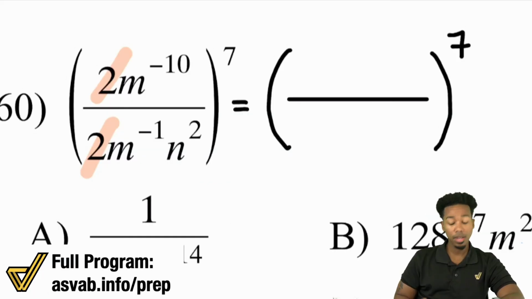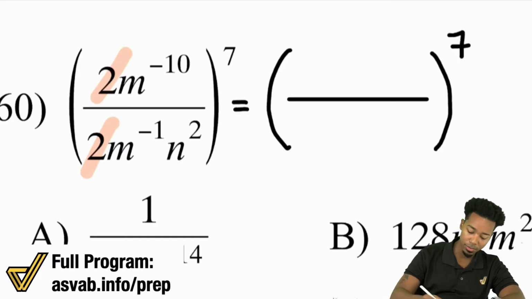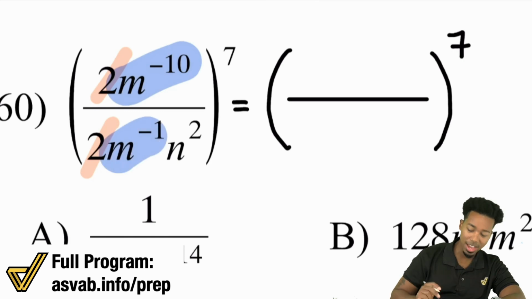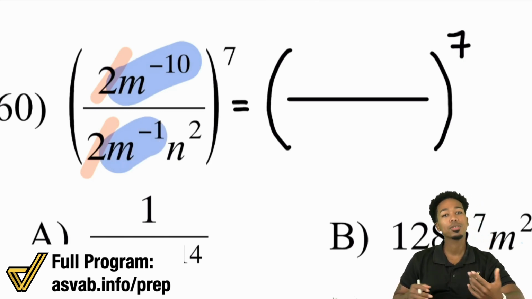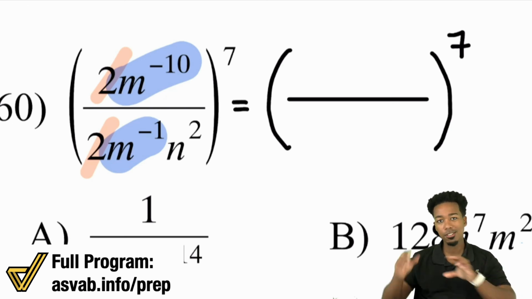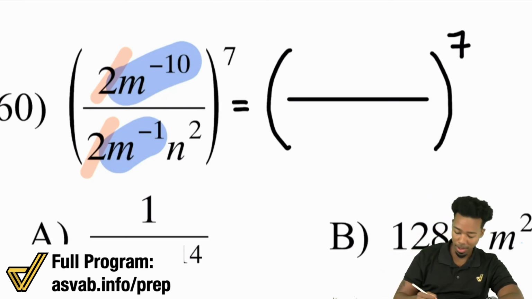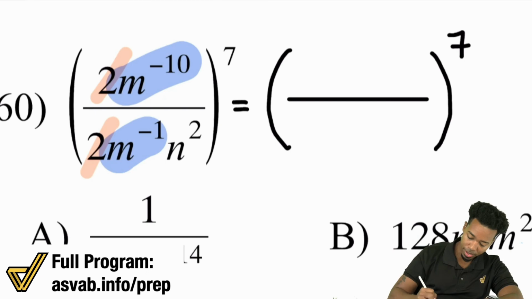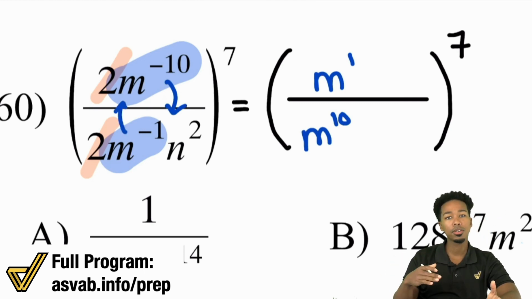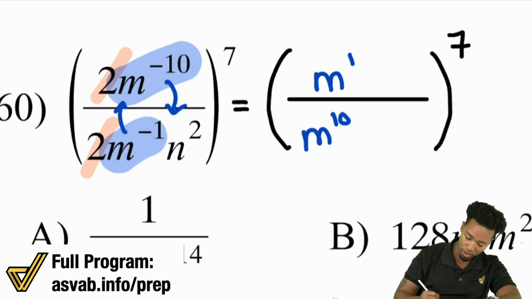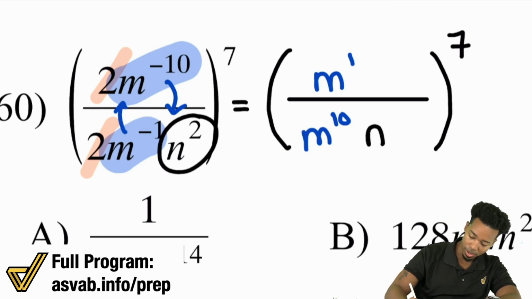And then from there, I also noticed that we have negatives on the m here and the m there. So that can seem a little confusing, but remember, to make those exponents positive, to make it a little easier to see, just go ahead and swap them out. Because that's going to give me m to the power of positive 1 up top, m to the power of positive 10 on the bottom. Because again, you move them between the numerator and denominator to change the sign of the exponent. Lastly, we have n squared that stays exactly where it is, right there.